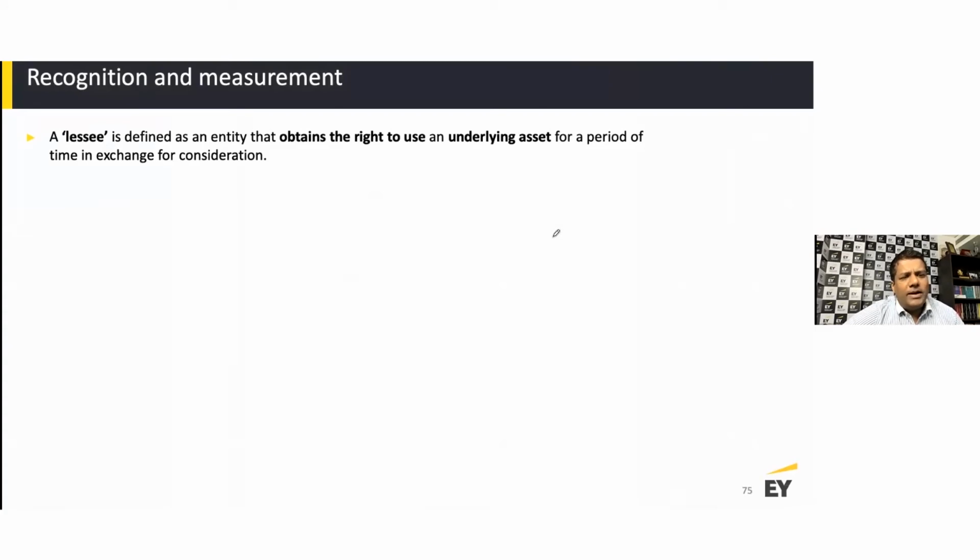When you look at recognition and measurement, a lessee is defined as an entity that obtains the right to use an underlying asset. So there has to be an underlying asset, a right of use, a period of time, which is the lease term, and then I need to pay a consideration.